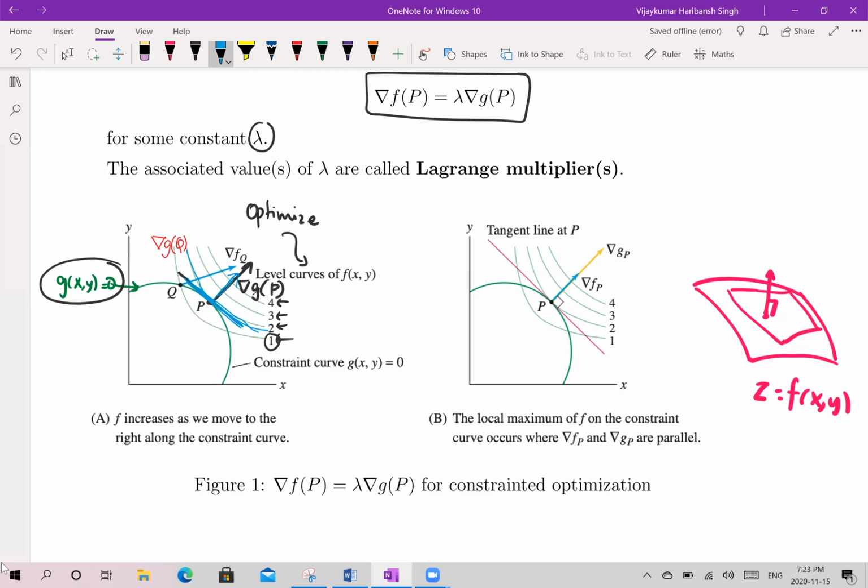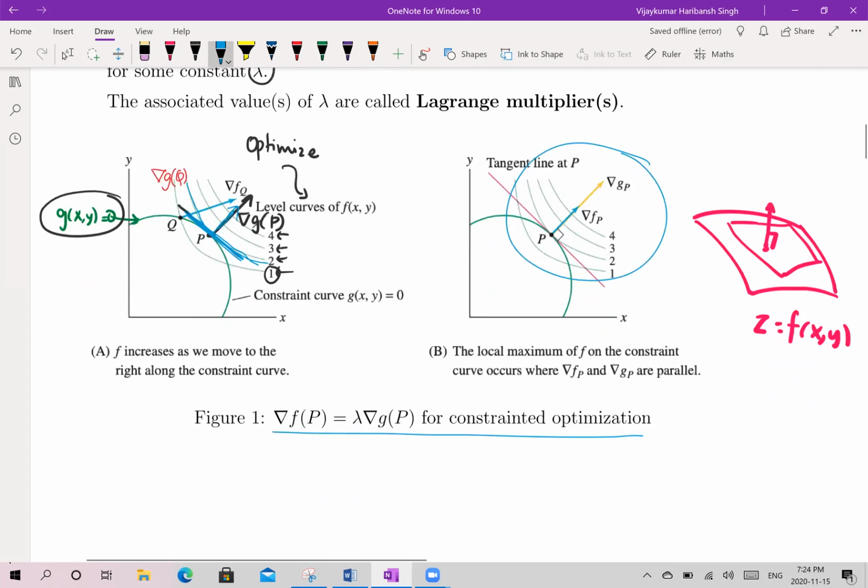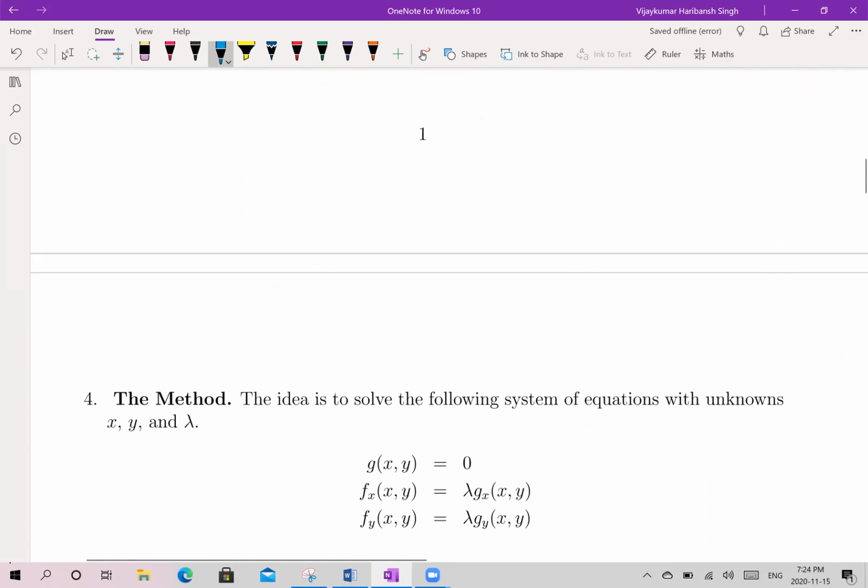So this is essentially the setup you have. At p, there's a common tangent to both f and g, and hence there's a common normal. Normal vectors are parallel, so this is where the maximum or the minimum appears. In this case, the maximum appears at this point, right? Such a method of optimization is called Lagrange multipliers. All right, so let's look at an example.